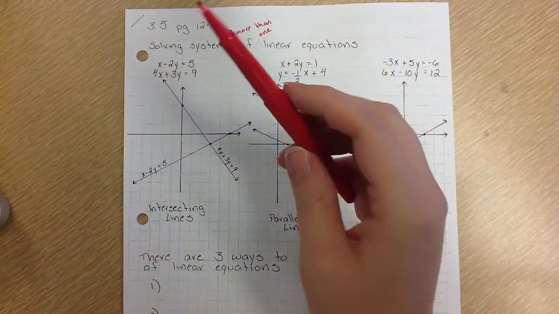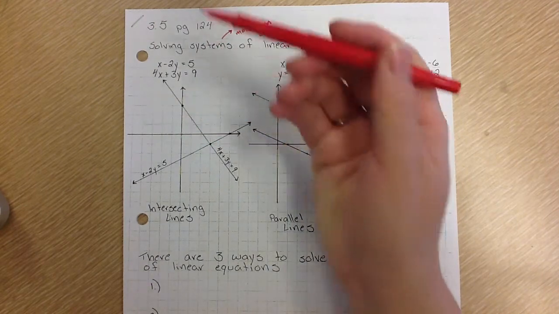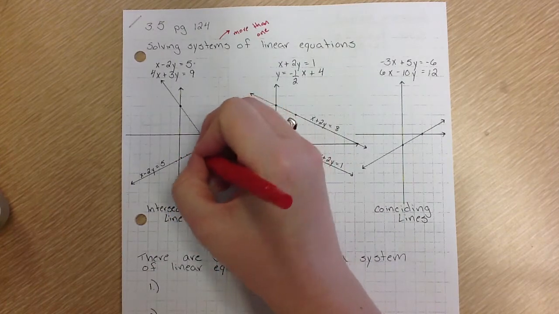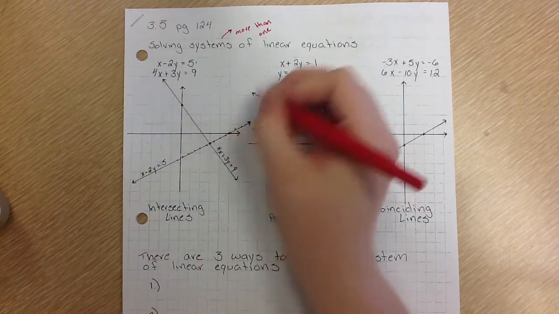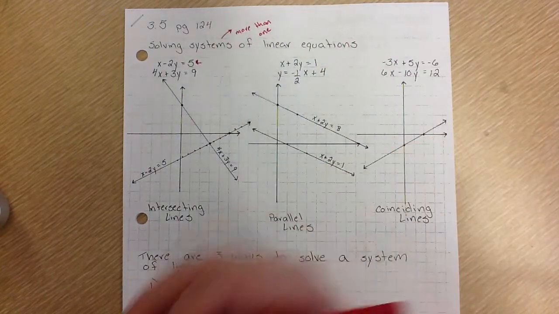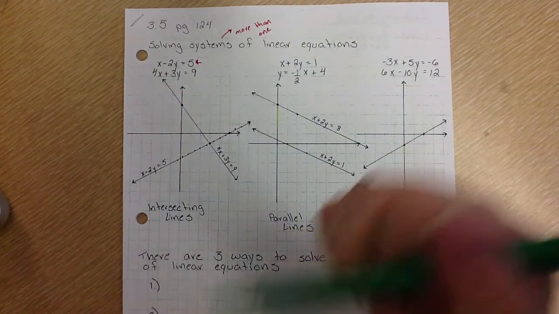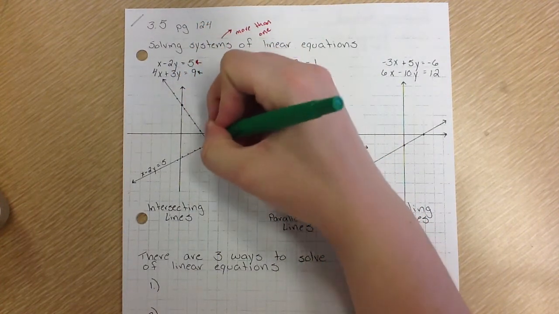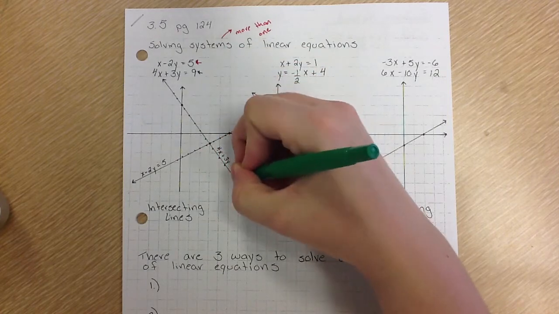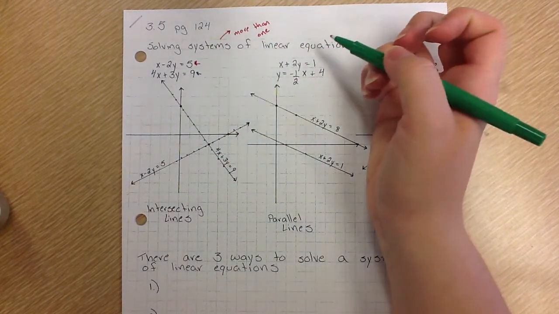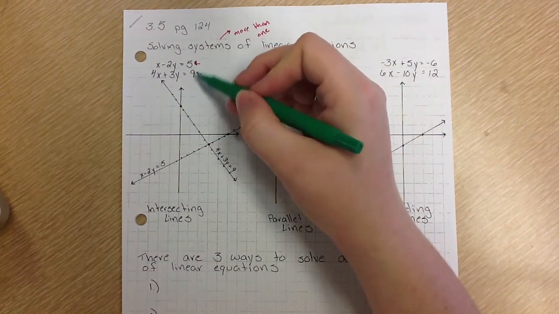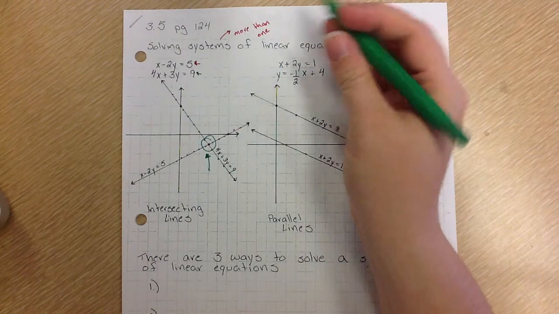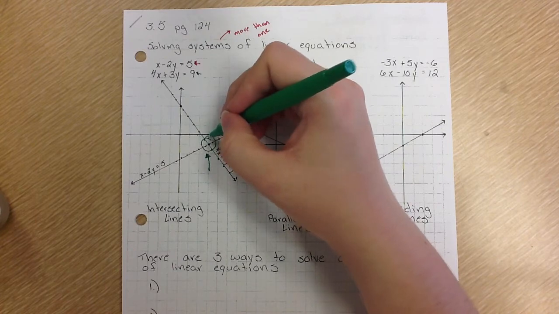The first type is where you have intersecting lines. If I graph this equation, I get this line here. So every point on this line is a solution to this first equation. When I graph the second equation, I get this line right here. So every point on this line is a solution to this second equation. So if I'm looking for the point that will work in both, I'm looking for this point of intersection here. And it looks like this is the point (3, -1).